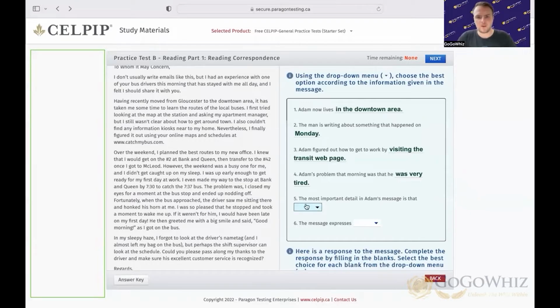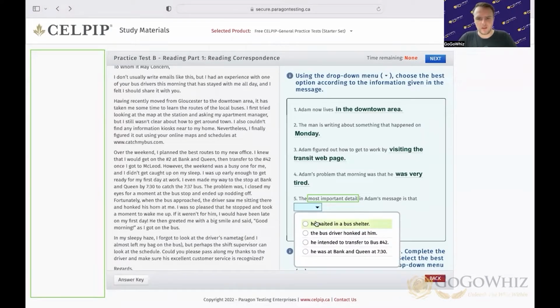Okay, moving on to question number 5. The most important detail in Adam's message is, okay? Most important detail. That's what we're looking for here. Is it: he waited in a bus shelter? The bus driver honked at him. He intended to transfer to bus number 42, or he was at Bank and Queen at 7:30. Okay, so remember, we're looking for the most important detail.